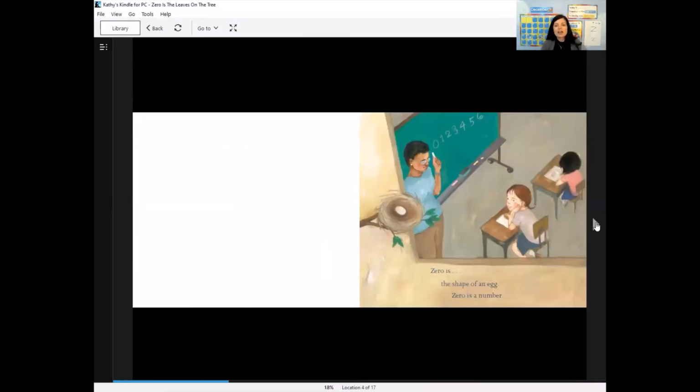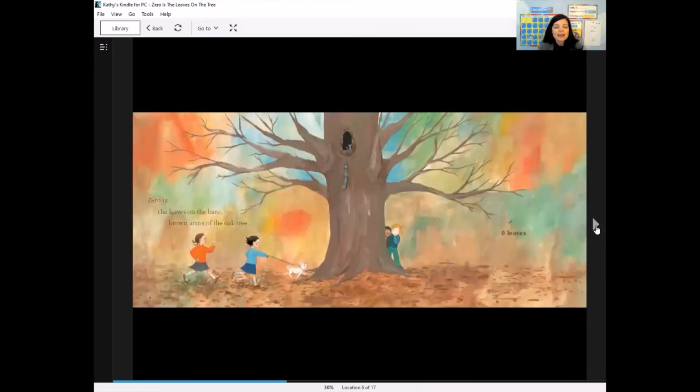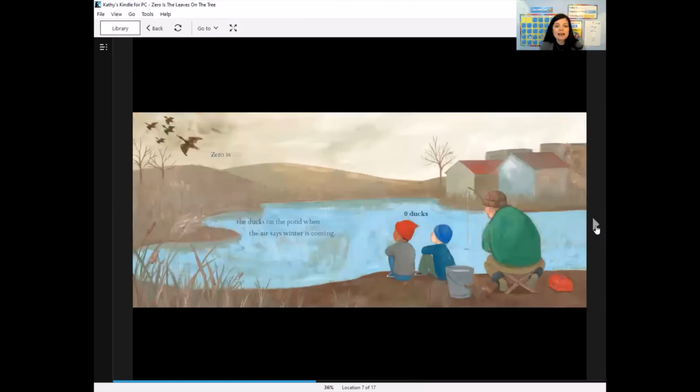Zero is the shape of an egg. Zero is a number. Zero is the balls in the bin at recess time. 0 balls. Zero is the leaves on the bare brown arms of the oak tree. 0 leaves. Zero is the ducks on the pond when the air says winter is coming. 0 ducks.